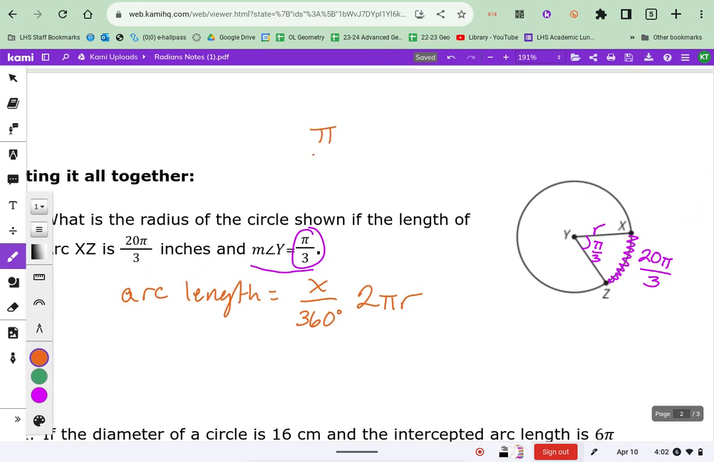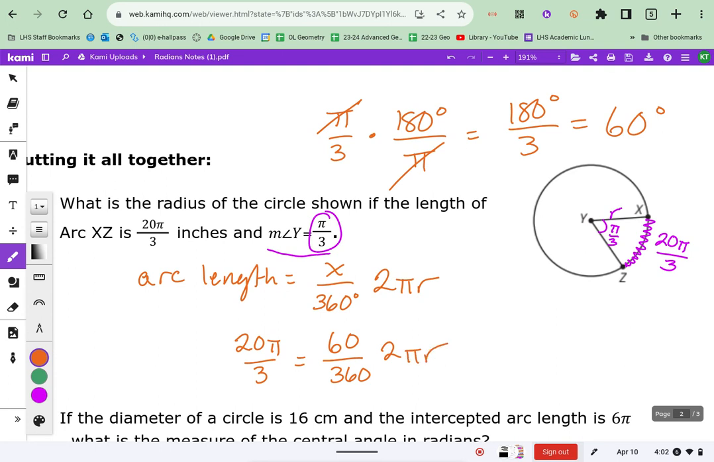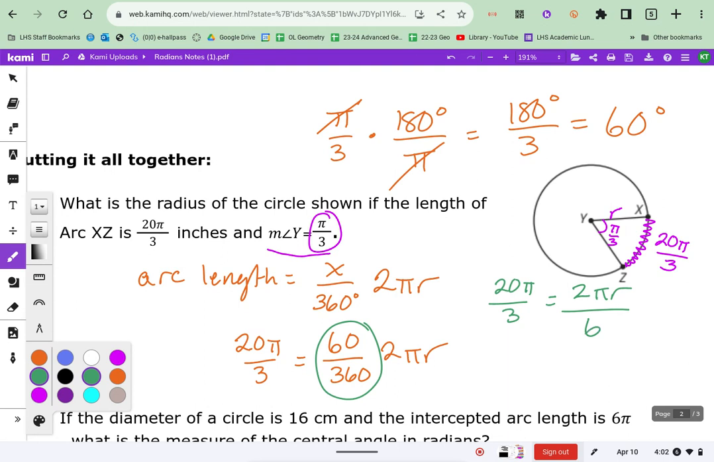So first, pi over 3 radians, if I convert to degrees, I'm going to multiply by 180 over pi. Pi's are on the bottom, so it cancels out. So I get 180 degrees over 3, which leaves me with 60 degrees. So now I can plug in 60 where x is. So arc length, 20 pi over 3, equals 60 over 360 times 2 pi r. I'm just going to go ahead and simplify the right side of my equation first and get 20 pi over 3 equals, this would be 1/6, so 2 pi r over 6.